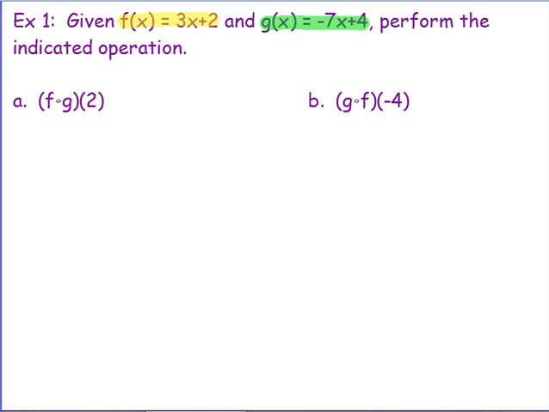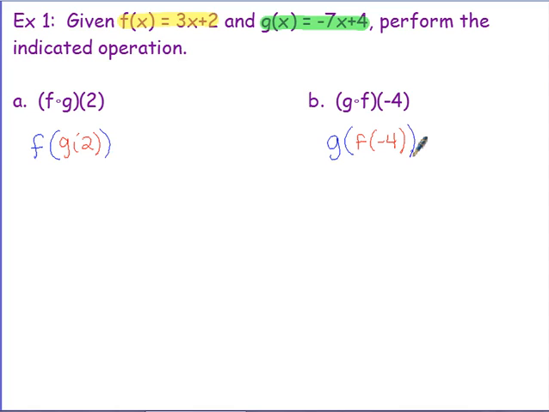We know that the first letter is always the blue part. So f of, and in this case it's g of. Then we have the red part. G comes second, so g of 2. And the second part here is f of negative 4. Then I'm going to close the blue parentheses as well. So I have my red part on the inside and my blue part on the outside.